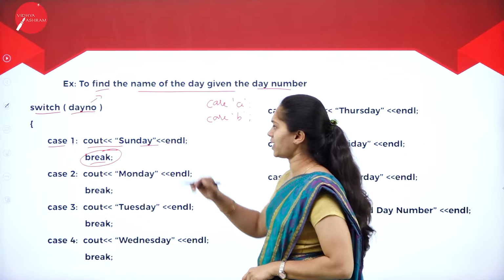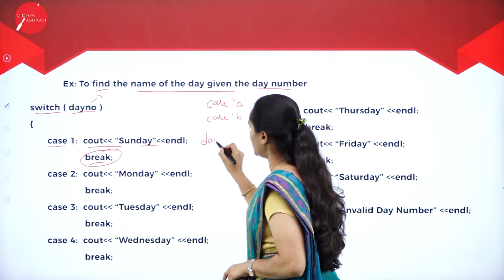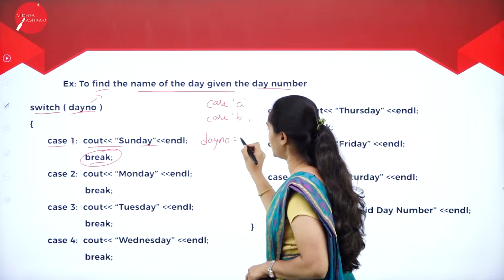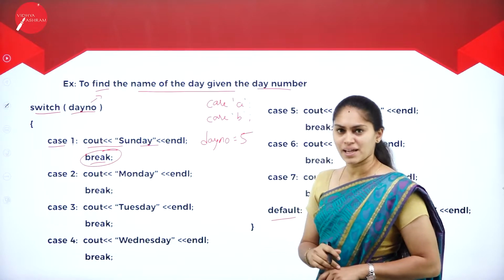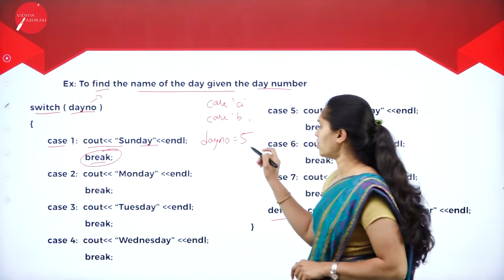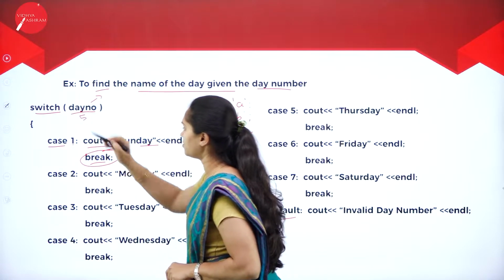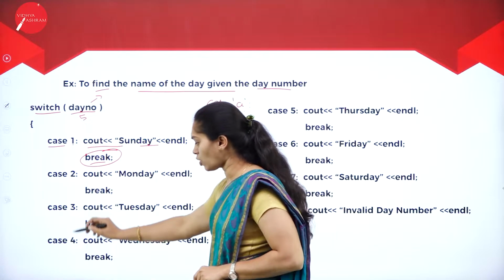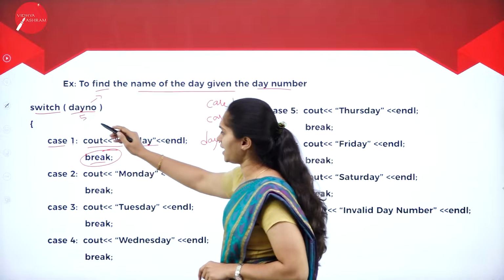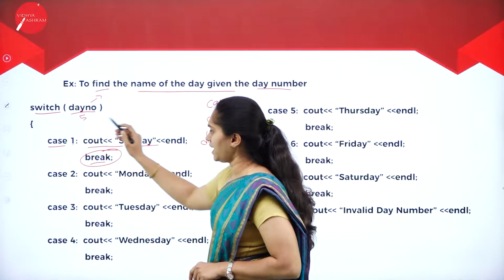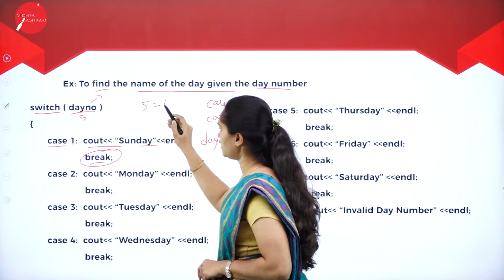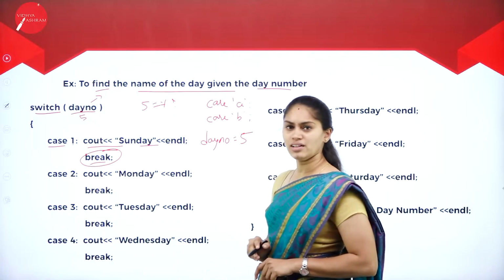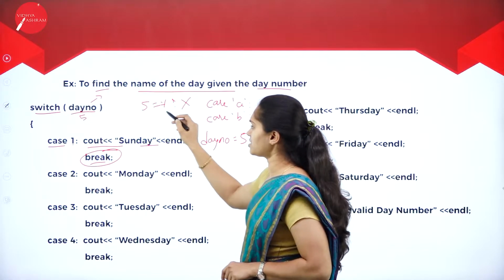So now let me take one example. Consider the day number as 5. So here the number will be 5. Then it will check with all the cases, all the labels. So for case 1: is 5 equal to 1? It's false. That means 5 is not equal to 1.